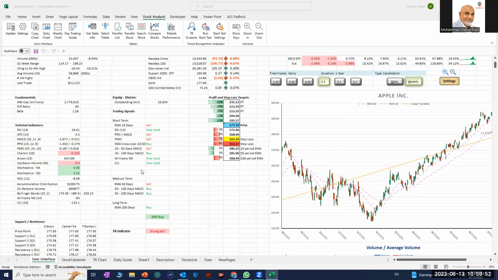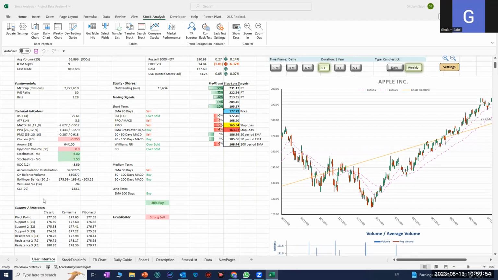All right. It calculates support and resistance levels. There are different types of support and resistance levels for use by day traders. So Apple, for example, is just 38% buy out of these 13 trading signals, which we have found very useful for a trader to make decisions.